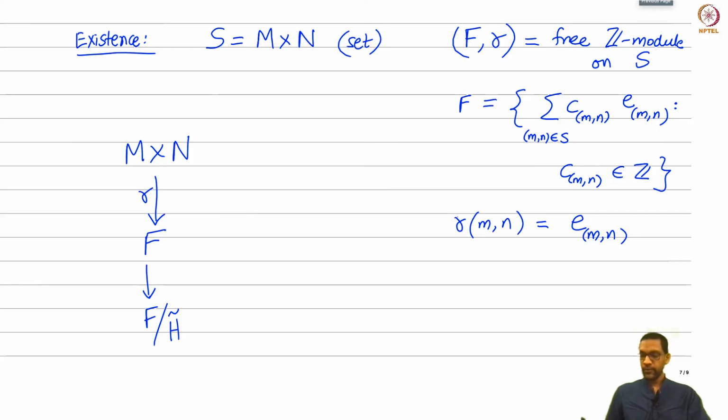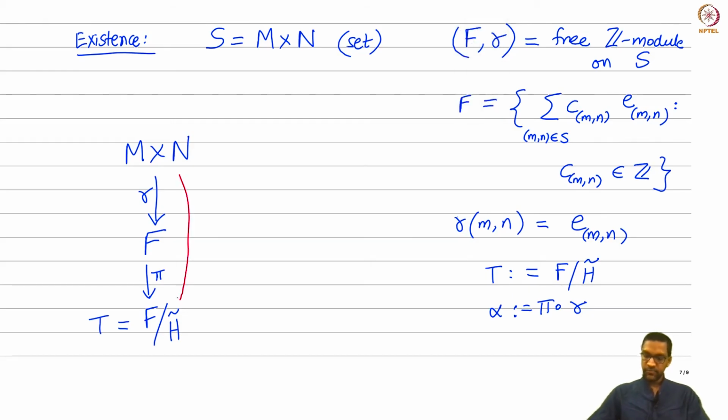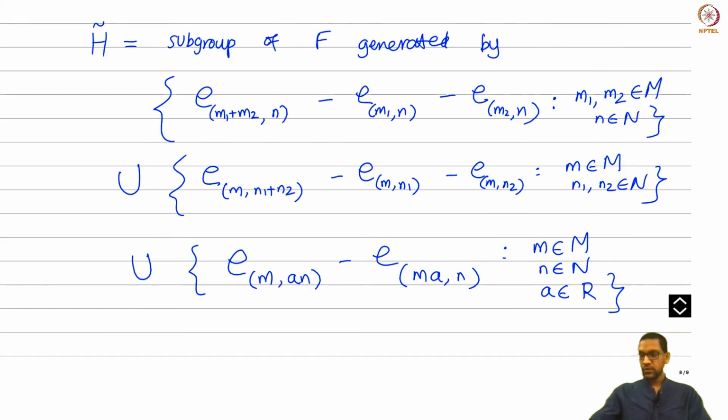So this is the quotient group, and this is the quotient map pi which sends F to its quotient. This quotient finally is going to be our tensor product module T. So we define T as the quotient, and we define this map alpha from M cross N to T to just be the composition, pi composition gamma. Now the claim as before is that this satisfies all the properties that we needed. Observe as before that T is a Z module is obvious by construction.